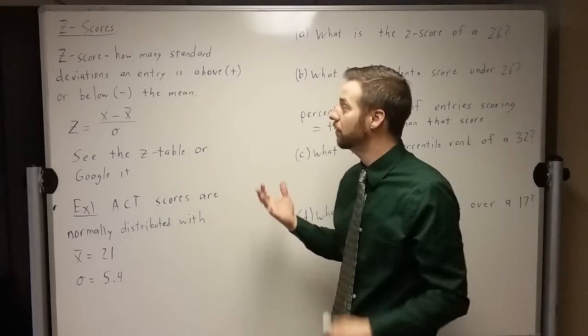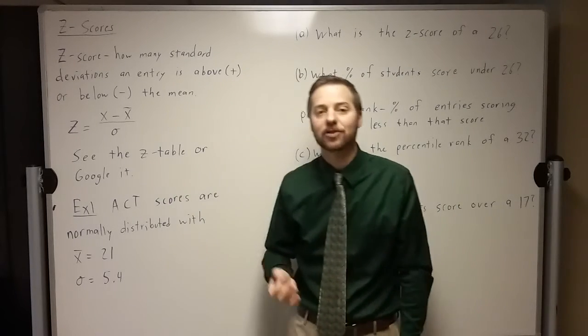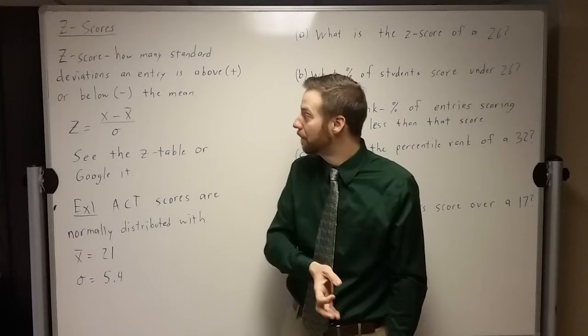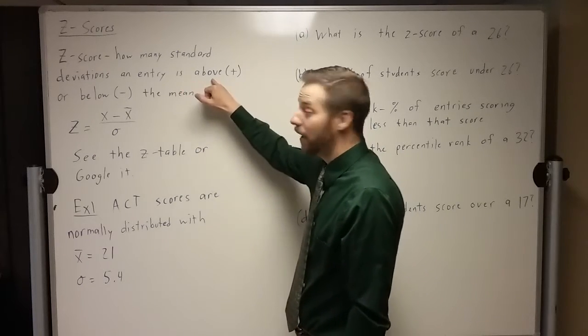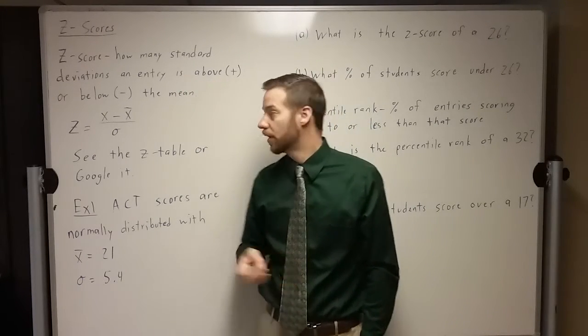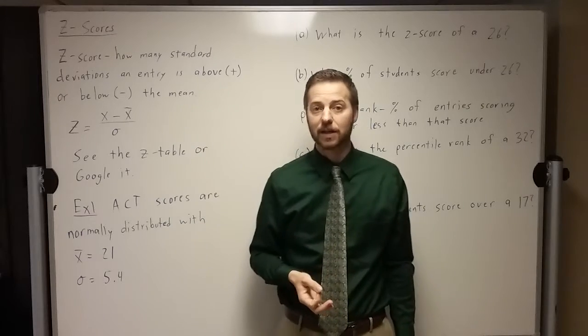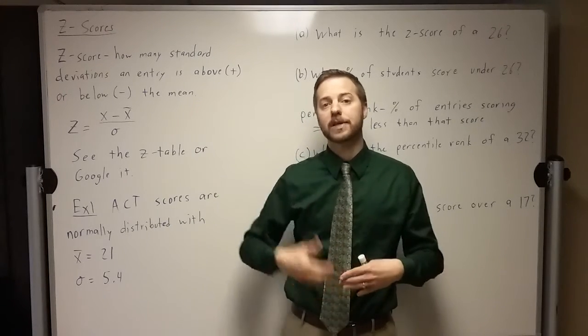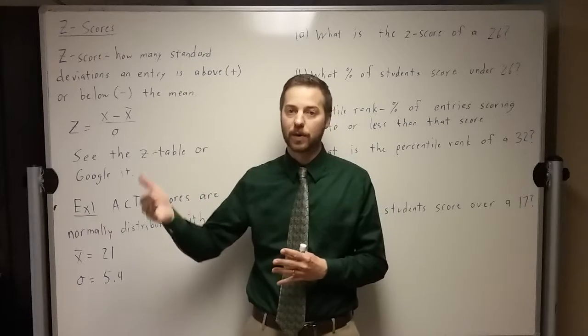Two standard deviations below the mean would be a -2 z-score. It's really just a measure of how many standard deviations an entry is away from the mean. If it's above the mean, it's going to be a positive z-score. If it's below the mean, it's going to be a negative z-score. So that's all a z-score is: how many standard deviations are we away from the mean?